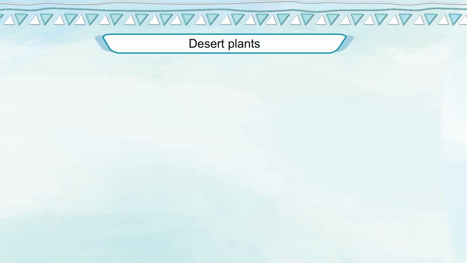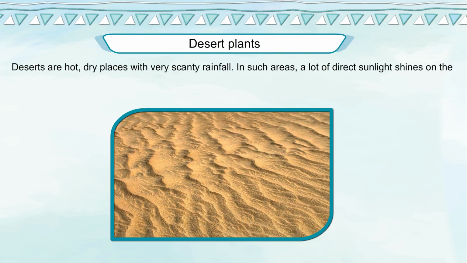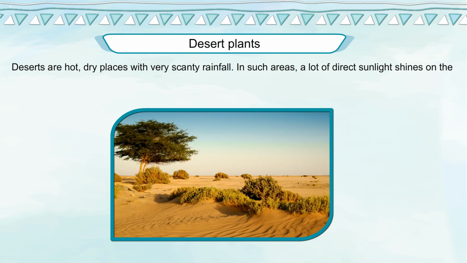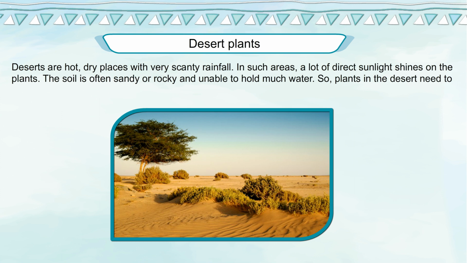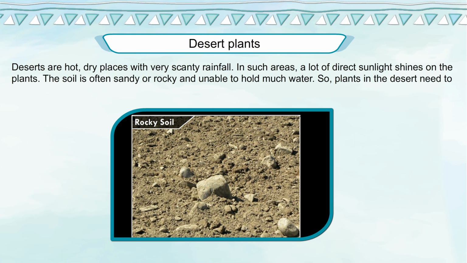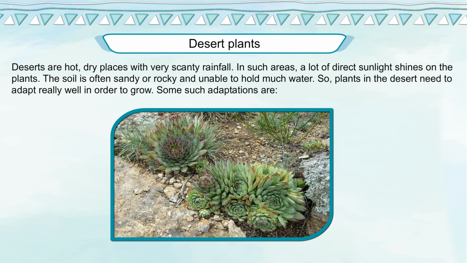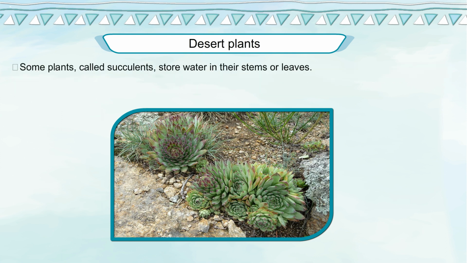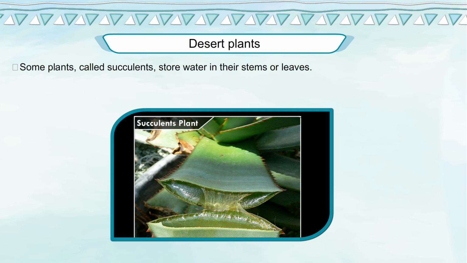Desert plants. Deserts are hot, dry places with very scanty rainfall. In such areas, a lot of direct sunlight shines on the plants. The soil is often sandy or rocky and unable to hold much water. So, plants in the desert need to adapt really well in order to grow. Some such adaptations are: some plants, called succulents, store water in their stems or leaves.